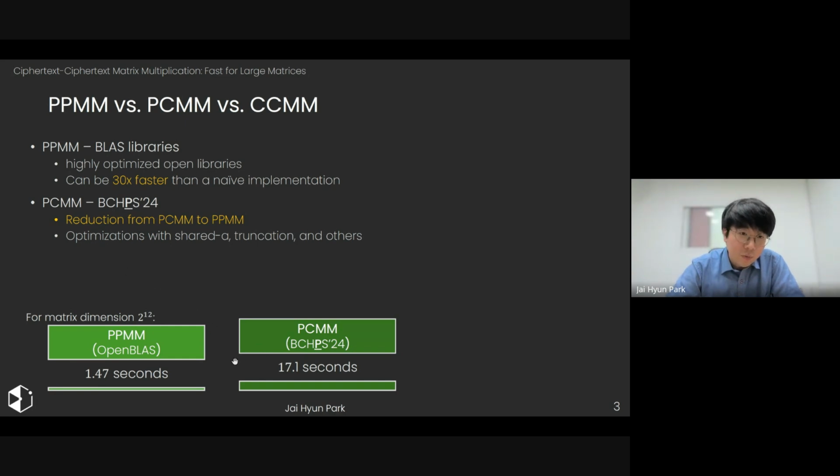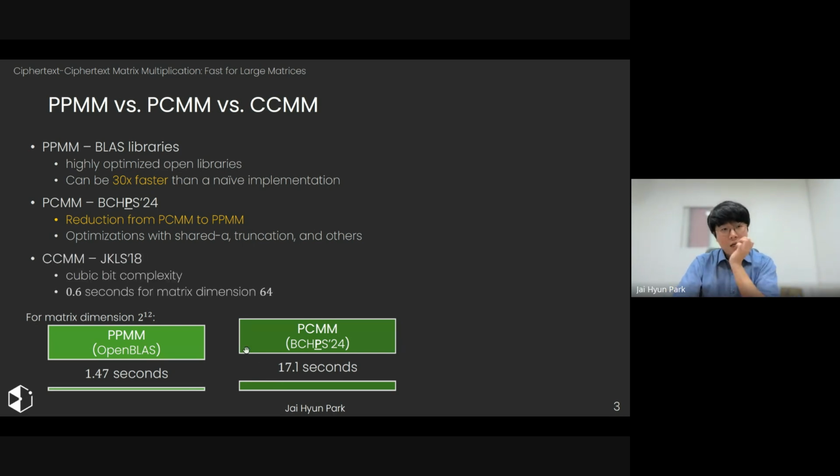So in the paper, we suggest some reduction, and we also propose lots of optimizations, including shared array stuff and truncation stuff and others. By putting all the optimizations together, we could multiply an encrypted and an unencrypted matrix of dimension 4000 by 4000 within 17 seconds on a single-thread CPU.